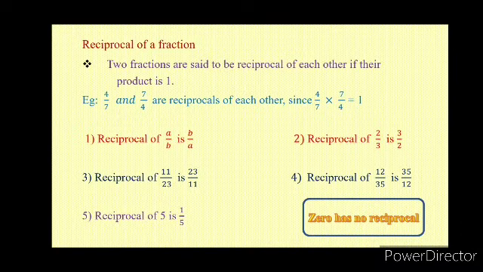Here generally reciprocal of A by B is B by A. That is, reciprocal is nothing but the numerator and denominator get interchanged. So the second sum, reciprocal of 2 by 3 is 3 by 2. Same way reciprocal of 11 by 23 is 23 by 11. And the reciprocal of 12 by 35 is 35 by 12. And here reciprocal of 5 is, here 5 can be considered as 5 by 1. So reciprocal of 5 is 1 by 5. And 0 has no reciprocal and reciprocal of 1 is always 1.